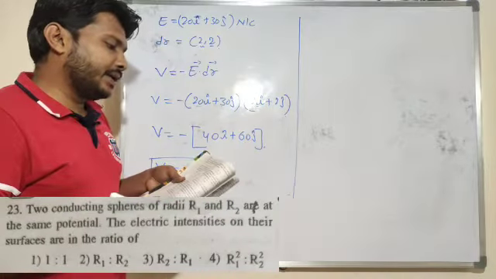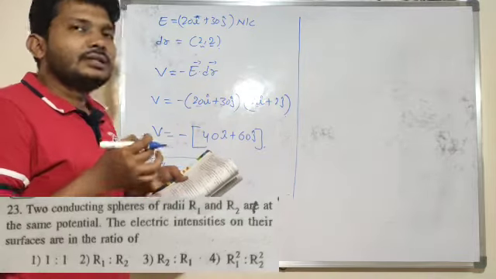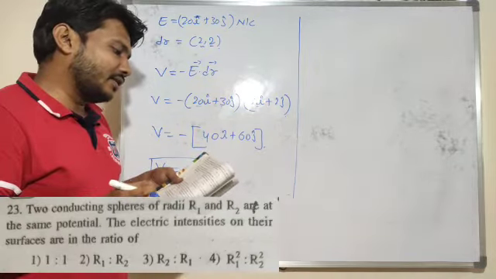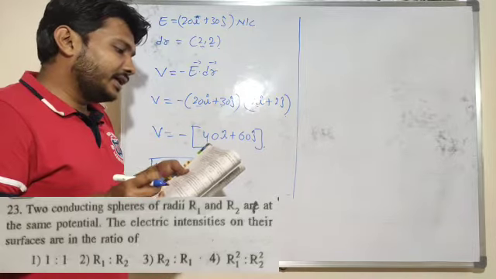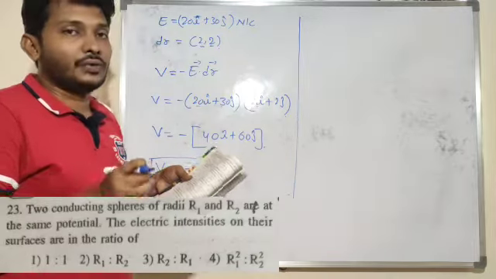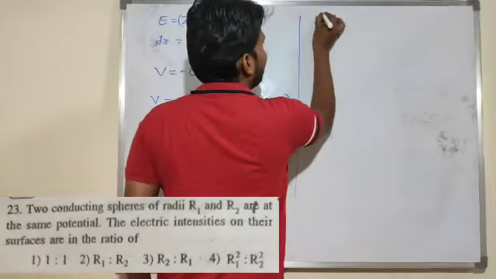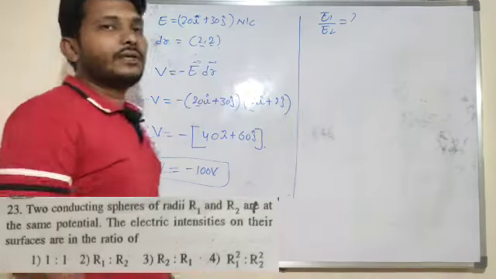Two conducting spheres of radius R1 and R2. So two spheres are there, whose radii they mention as R1 and R2, at the same potential. The electric intensities on their surfaces are in the ratio of. So which thing do I need to determine here? Electric intensity in terms of ratio.